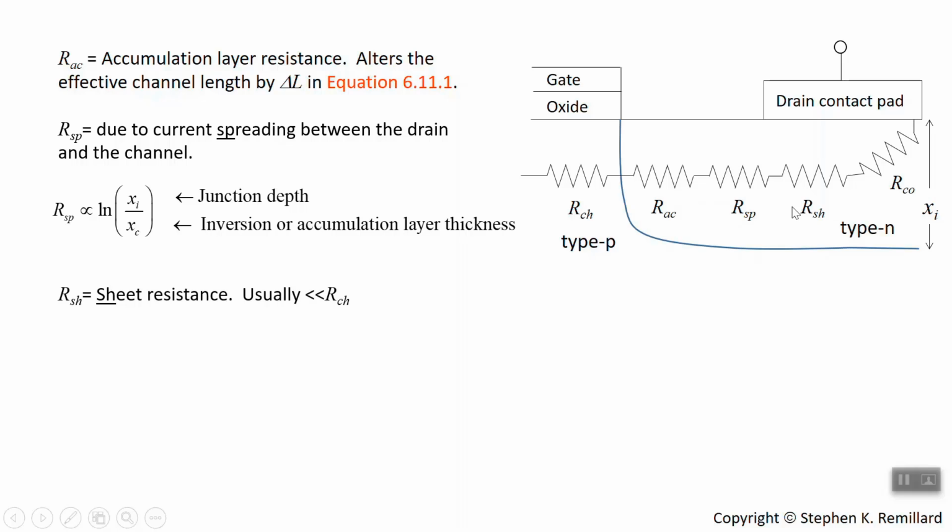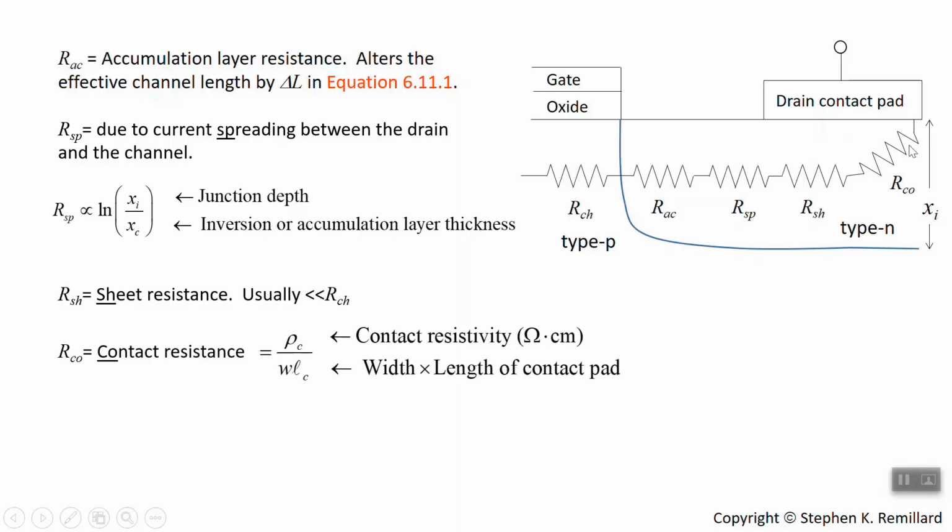The sheet resistance is actually fairly small in a well-prepared MOSFET, and so we won't be in need of considering it actually, but I'll keep writing it. The contact resistance is the resistance between the drain depth and the metallic contact pad. So it's contact resistance, and it depends on the size of the pad and the resistivity of the contact.